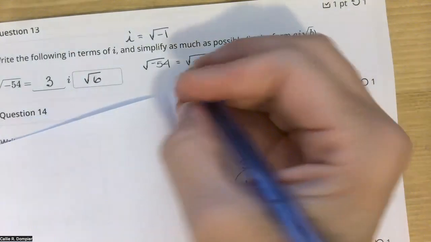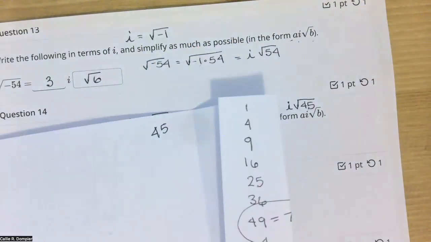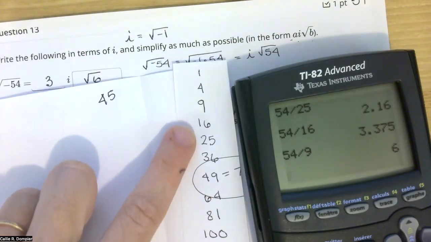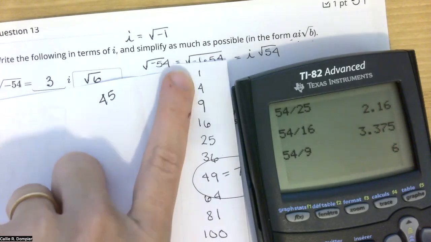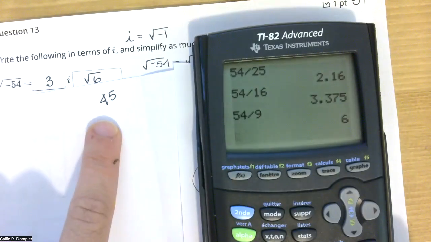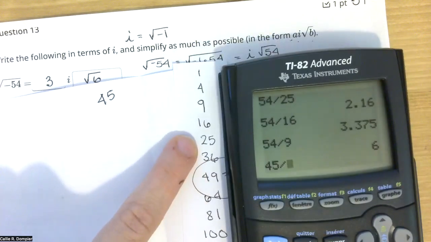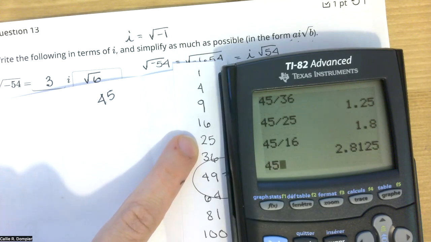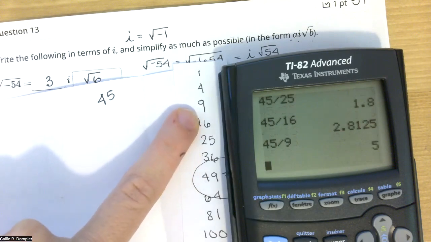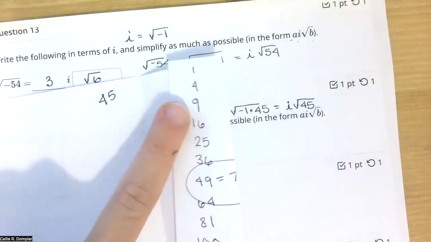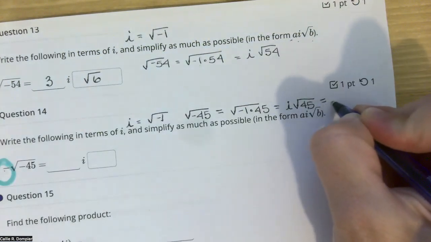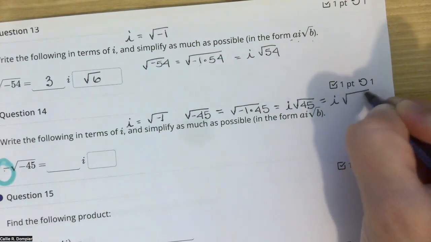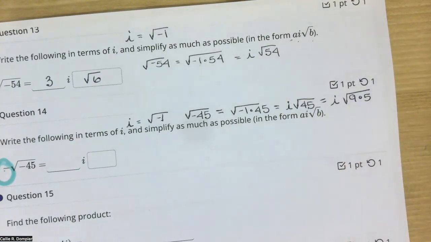Again with our list of perfect squares: 45 divided by 36, 45 divided by 25, 45 divided by 9, 45 divided by 4, 45 divided by 1. 45 is 9 times 5. Good. So we keep that i on the outside, square root of 9 times 5, right?